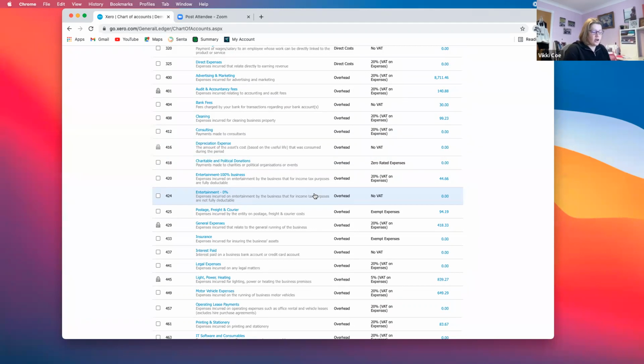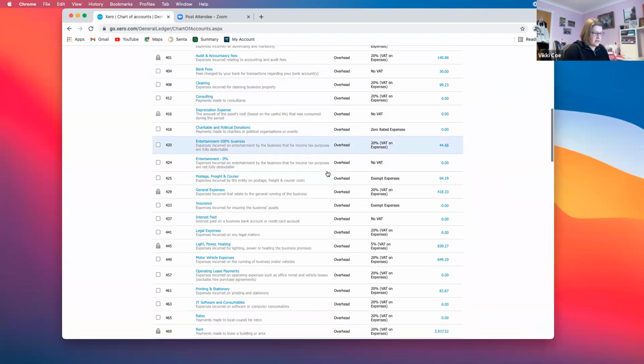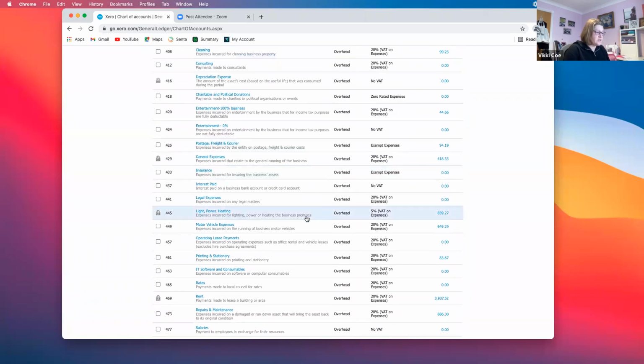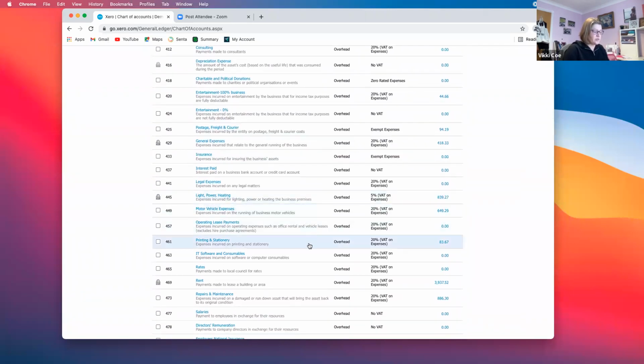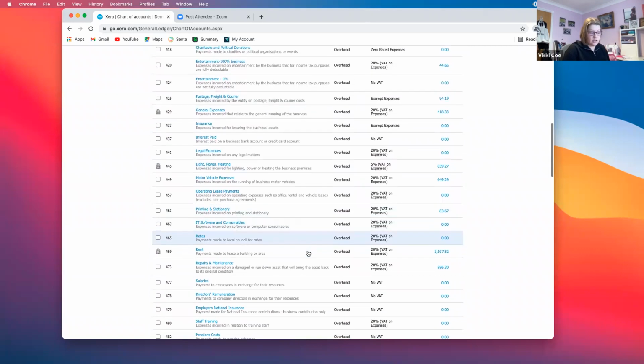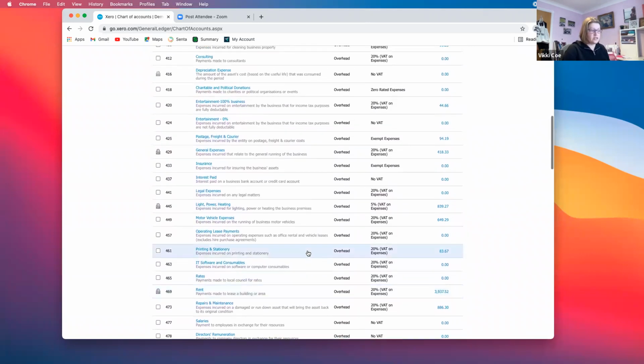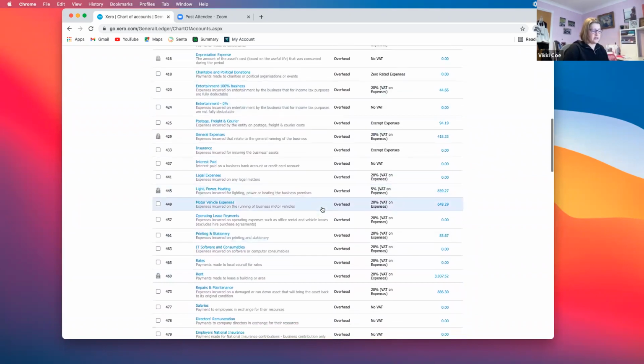So overheads are costs that occur no matter what your sales are, be them £1 or be them £1 million. They are all categorised down here. There's lots of them: light, power, heat, motor vehicles, printing and stationery. You may not use all of them, and you may wish some to be renamed, but these are the standard ones within Xero.